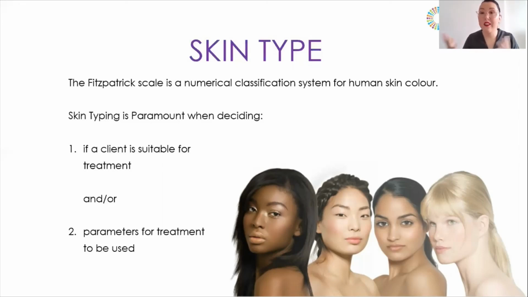You're going to need something that's a bit more variable. So it's really important to decide if a client is suitable for that treatment at all and what treatment settings you are going to need to use in order to treat that client. So these are things to consider when going for the purchase of your machine. Is it going to allow you to treat all the clients that you have walking in the door, or is it more specific to someone else?